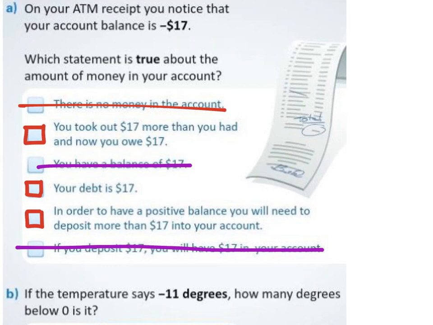Next up, part B. If the temperature says negative 11 degrees, how many degrees below zero is it? 11 degrees. Now, by the way, on this one, this is a word problem, not asking specifically for integers. So not only am I going to say 11, but I'm going to label it with the degree symbol right there. Okay? So it's 11 degrees, and you could write below zero if you'd like. But that's more writing that I'm going to do.